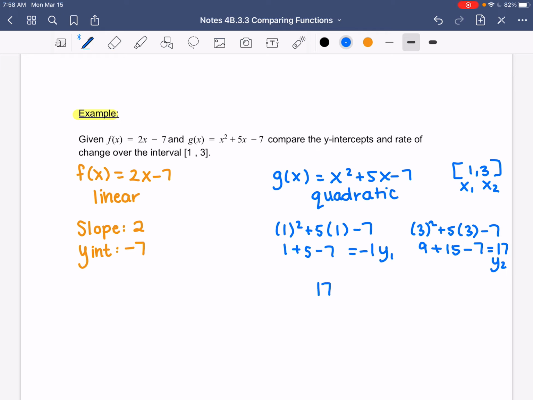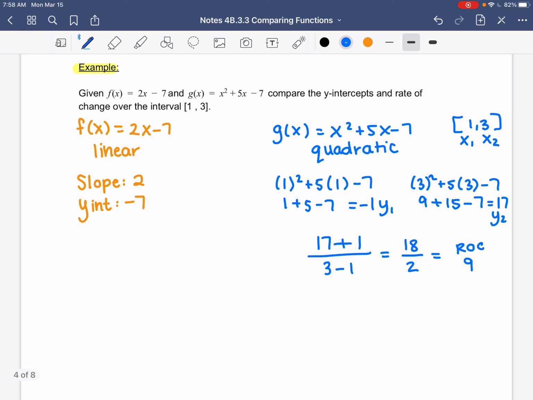I get 17 minus -1, because it's y2 minus y1 over x2 minus x1, so 3 minus 1. On top, when you subtract a negative, it turns to adding, so I get 18 divided by 3 minus 1 is 2, so my rate of change is 9. All right, now I need to find my y-intercept. So to find my y-intercept, you go ahead and you plug in 0 for your x. So I plug in 0 squared plus 5 times 0 minus 7. Well, 0 squared and 5 times 0 are both 0, so 7 is just my y-intercept.